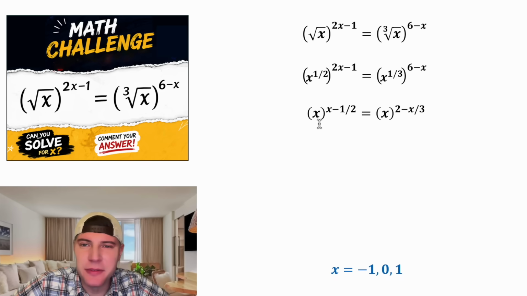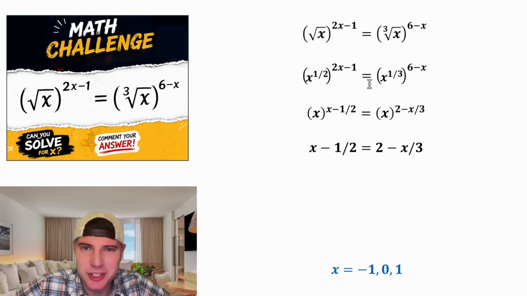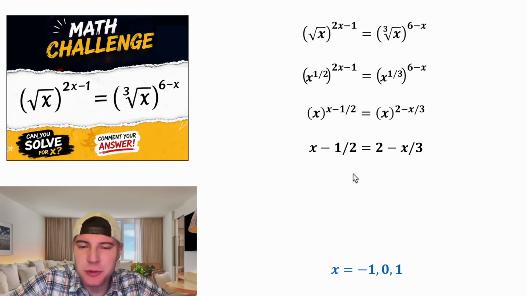Now we have a base of x to this exponent equals a base of x to this exponent. There's only 4 ways this could be possible. The first 3 are x could be either -1, 0, or 1, or it could also be possible if these exponents are equal to each other. Or in other words, drop the base. So now we have x minus 1/2 is equal to 2 minus x/3.